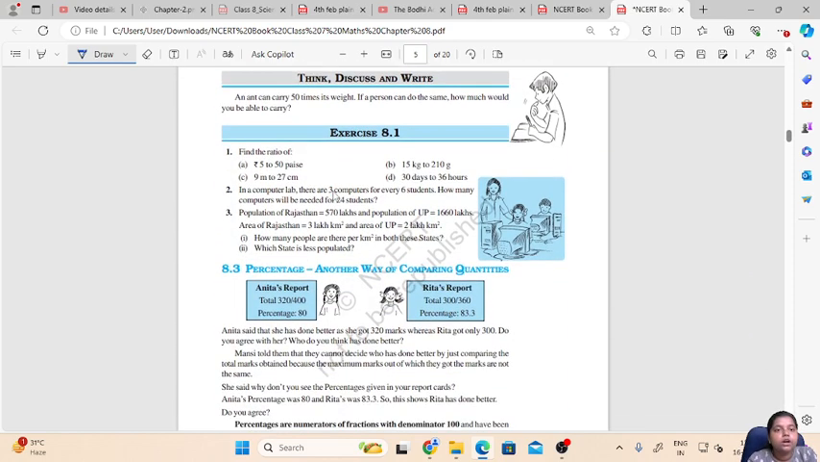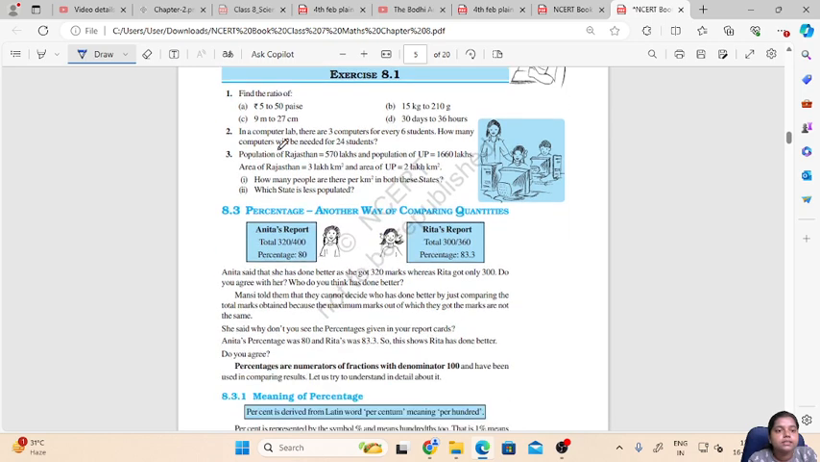Okay, so now we'll solve this exercise. In this exercise there are 3 problems which are given. So we have to find the ratio of 5 rupees to 50 paise. If you want to find the ratio, we need to convert it into one unit form. Whether we have to convert this rupees into paise or this paise into rupees.